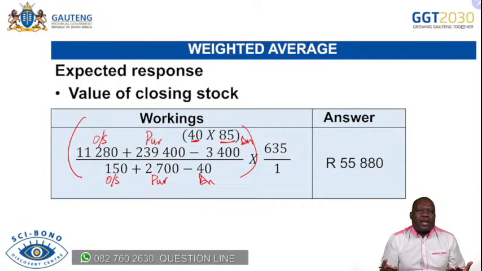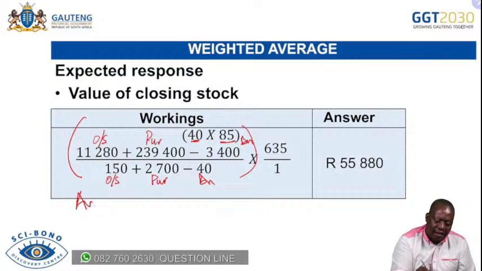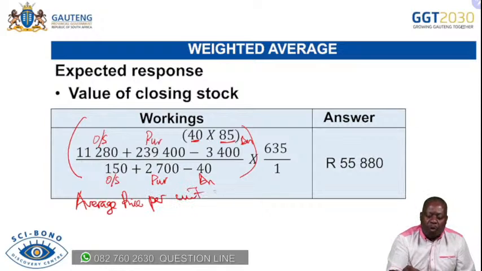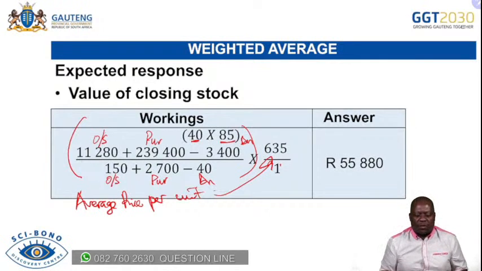So let's not waste time. Let's bring in the number of units so that, after having the average price per unit, we multiply it by the number of units. That's the only logical thing to do, right? So that's what we are doing.